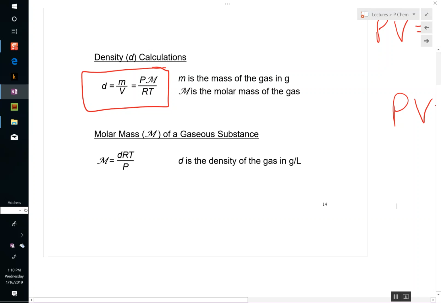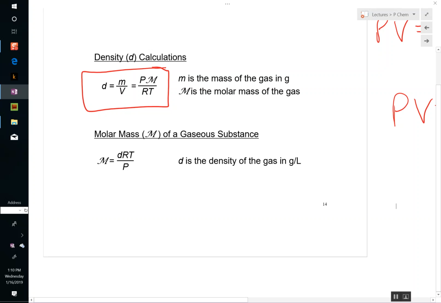So we start with this equation, PV equals nRT. Then we know that V is equal to m over d, and n equals m over M. So then we can get P times mass over density equals mass over molar mass times RT. Then those masses can cancel out. So you've got P over d equals RT over M.